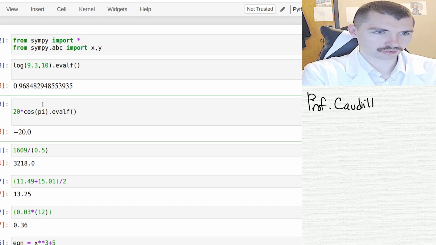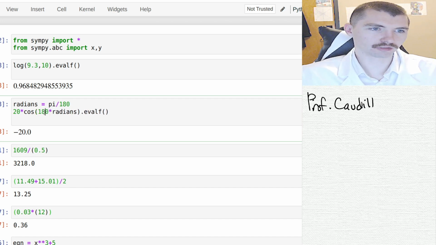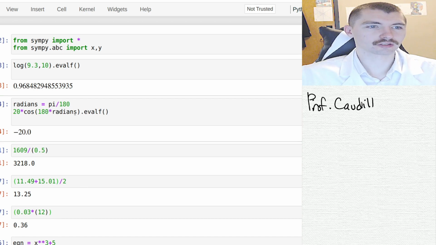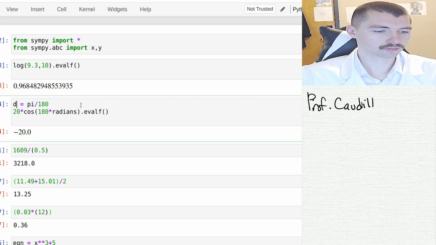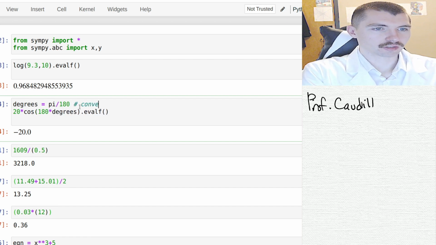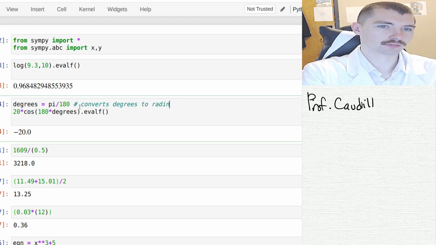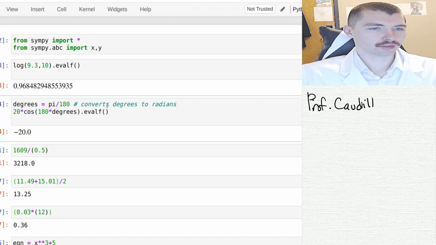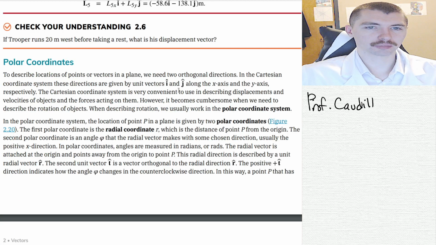Let me write something. Radians equals pi over 180. So we had 180 degrees converted to radians. Maybe this makes a little more sense. This converts degrees to radians. All right, picking up where we left off.